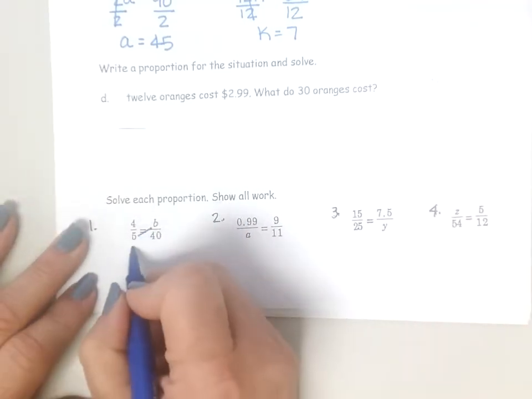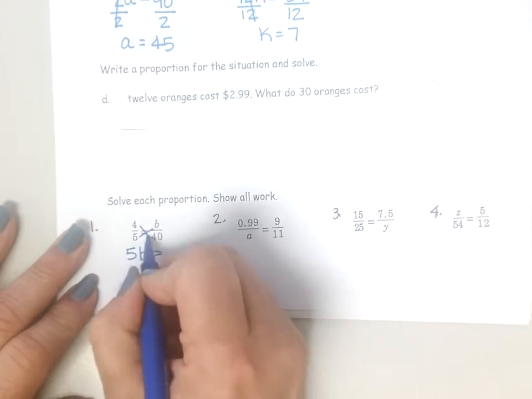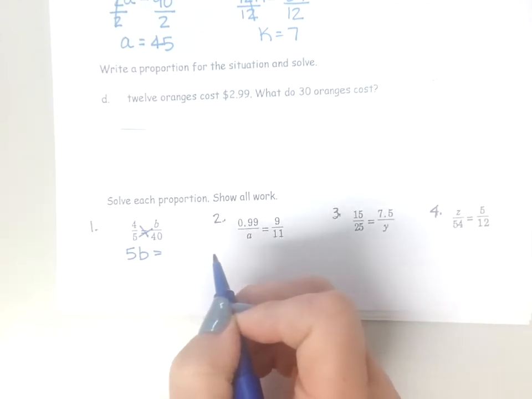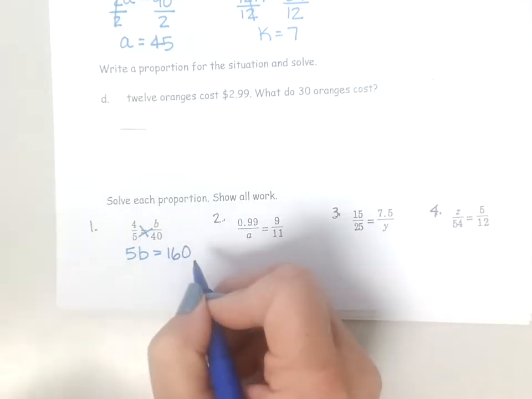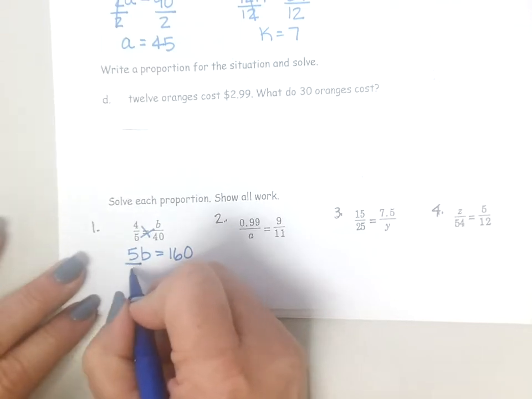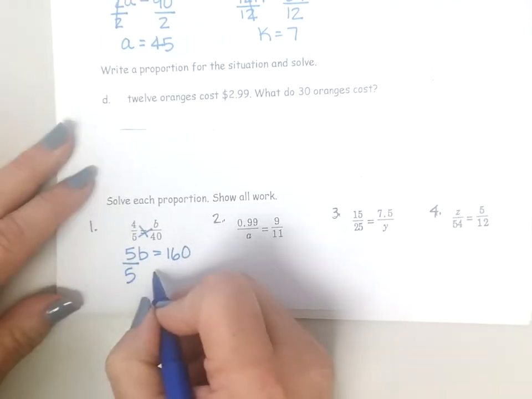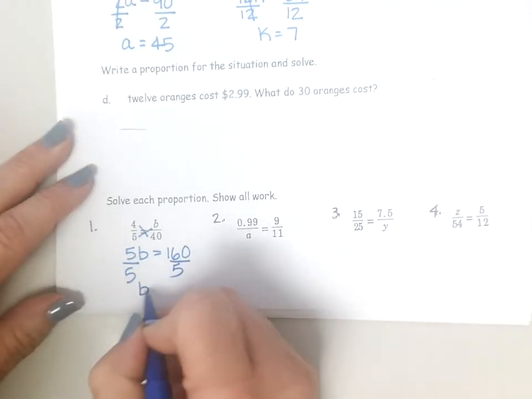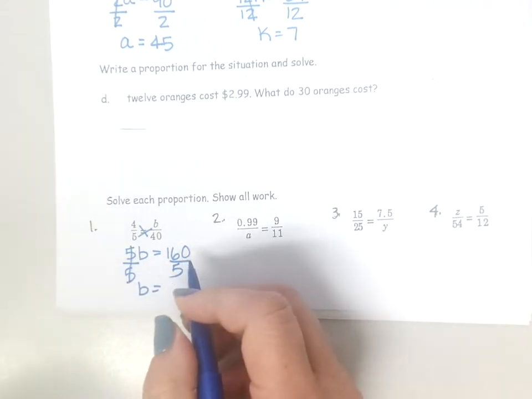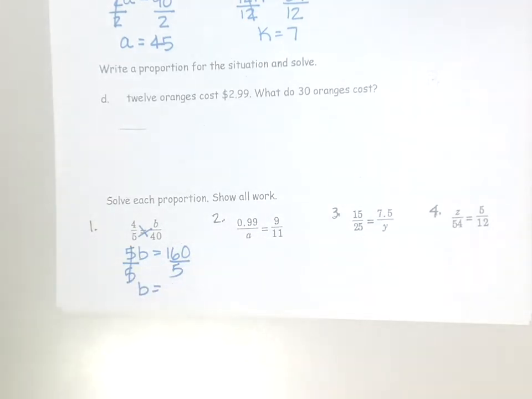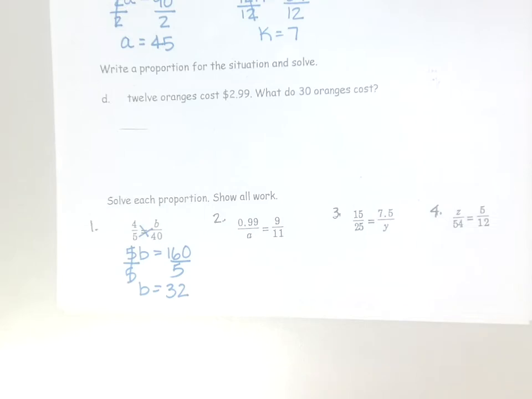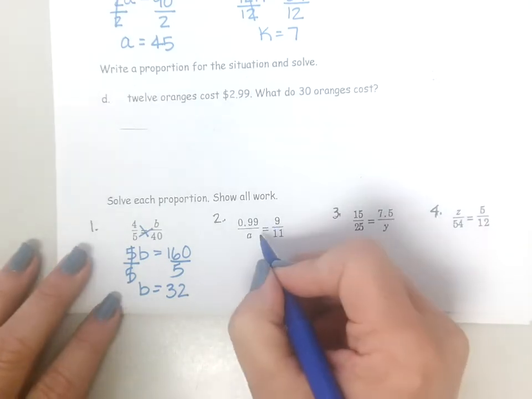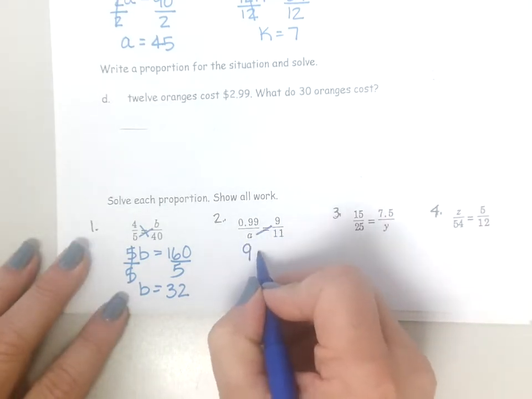We've got 5 times b is 5b. 4 times 40 is 160. We're going to divide both sides by 5. The 5s cancel out. B is 32. Okay? Some of them are going to have decimals, and that's okay because we have a calculator.